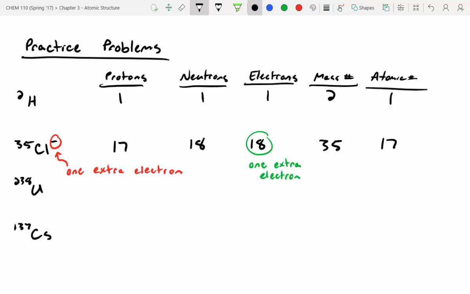How many protons does uranium-238 have? 92. How many neutrons? 146. So we do 238 minus 92, that's 146. How many electrons if it's not charged? 92. What's its mass number? 238. And atomic number's got to be 92 then.